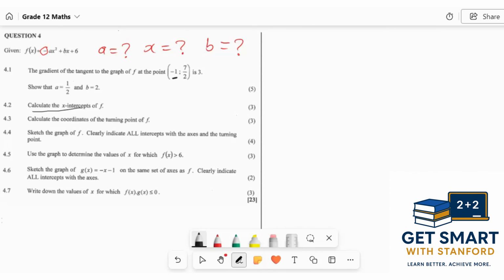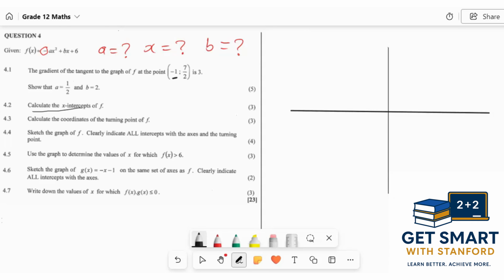So since we have got our x-intercepts, y-intercepts, and now we have just calculated the turning point, question 4.4 says, sketch the graph of f clearly. Indicate all intercepts with the axes and the turning point. Let us give them that. It shouldn't be difficult because we already have all the values. So what we are going to do now is just plug those values onto this Cartesian plane.